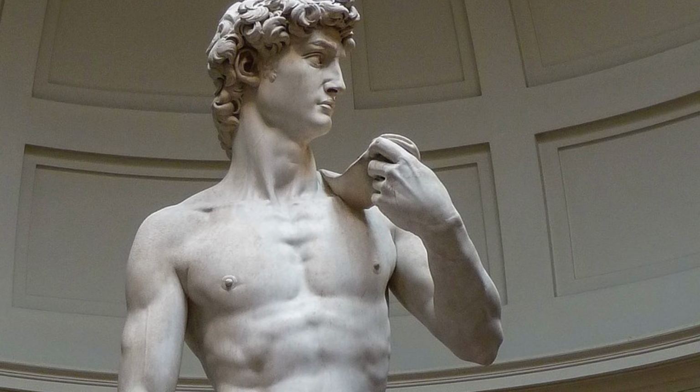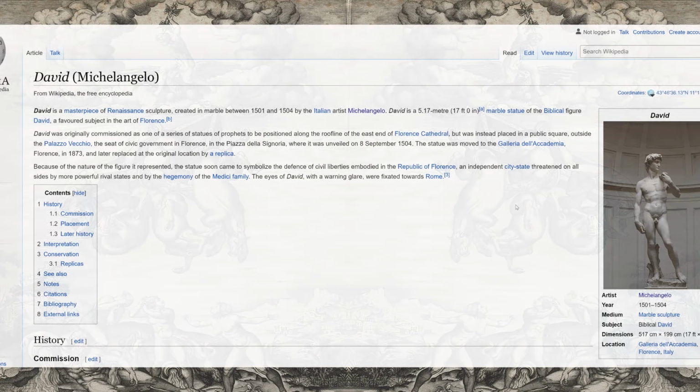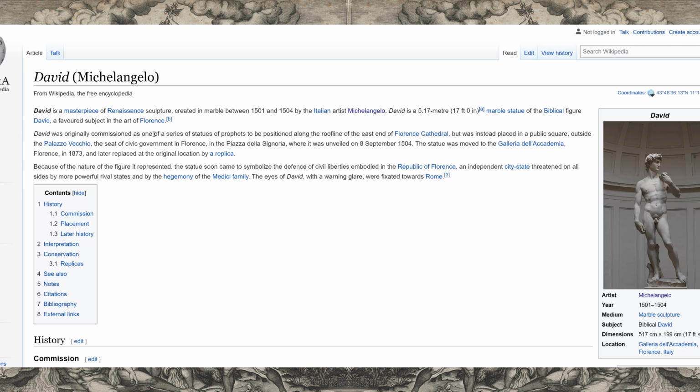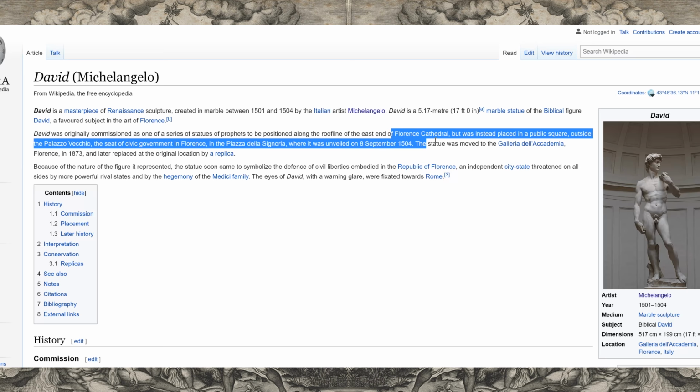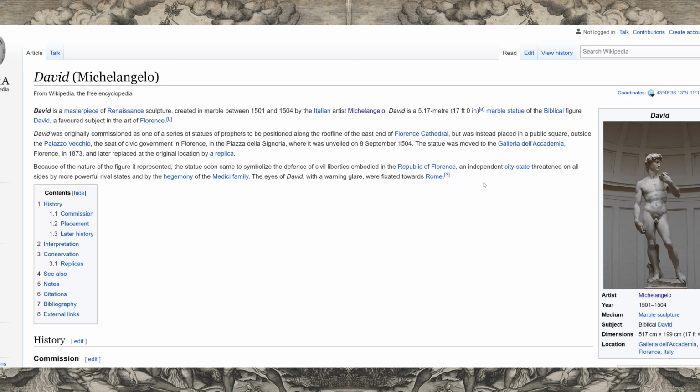Now, it seems extremely unlikely that this was sculpted at this size with just a chisel. I know this is a story that we're all told, but we're questioning the official narrative right now. And when we look at the history, David was commissioned by the Catholic Jesuit Church to be placed along the roof line of the east end of the Florence Cathedral. But somehow or another, it ended up in the public square.